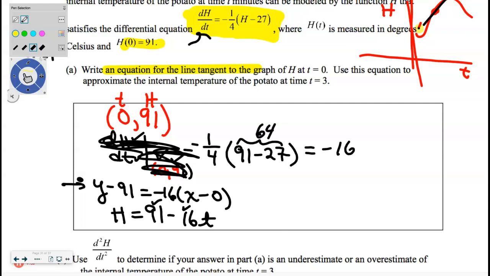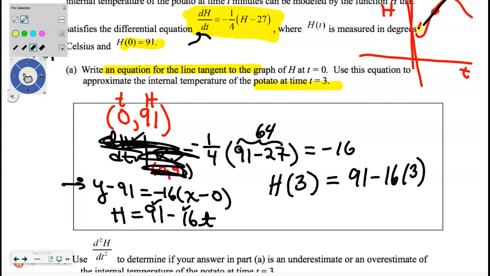On this one too, I'm not done because it says to find it 3 seconds into its cooling. So the temperature of my potato after 3 minutes is 91 minus 16 times 3. If you are true to yourself and you know you struggle with arithmetic, leave it. Because the worst is if you go, 91 minus 48, 53. You write it down, then you just lost yourself a point. So just leave it. But it actually ends up being 43 degrees.